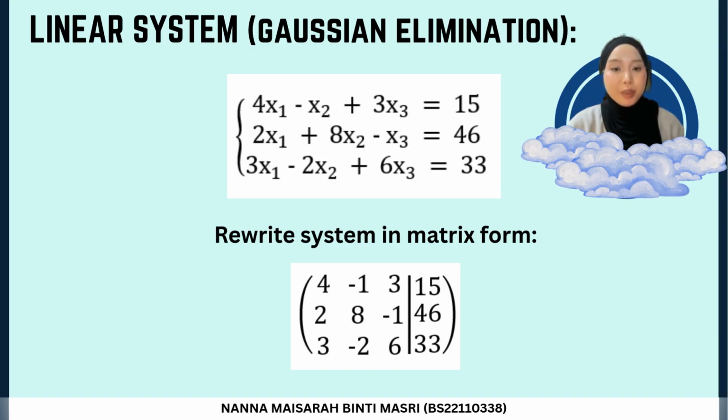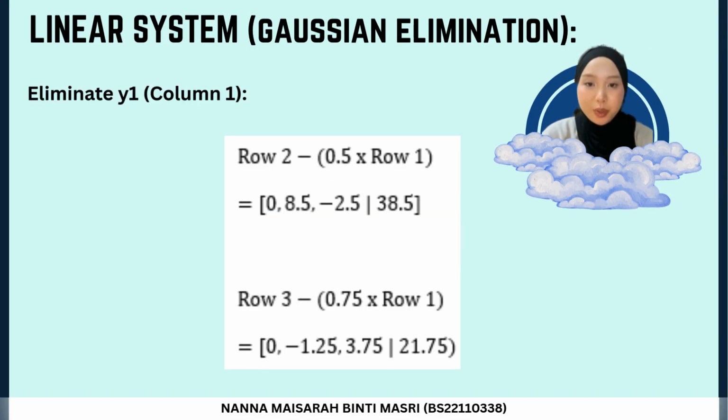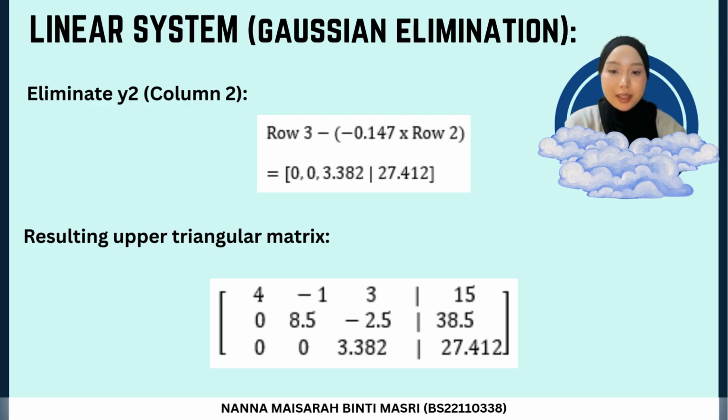So, I started with the augmented matrix. First, I used row 1 as my pivot to eliminate the entries in the first column. I multiply row 1 by 0.5 to zero out the second row, and I multiply row 1 by 0.75 to zero out the third row. Next, I move to the second column. I use the new row 2 to eliminate the entry in row 3. This gave me the final upper triangular matrix you see at the bottom with zeros in the lower corner.